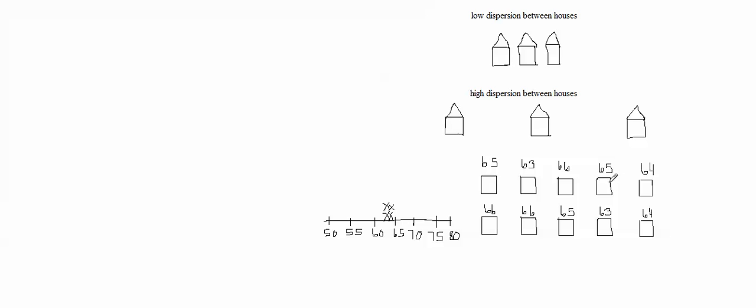And then, how many 65s? 1, 2, 3. Those would all be right here. And then 66 would be out here. This X right here is supposed to be the car that's going 66 miles per hour. Notice how these speeds are all very close to each other. They're all clustered very close to each other on this number line. That's why this would be an example of low dispersion between the speeds of cars.